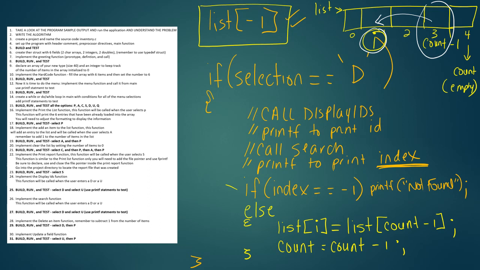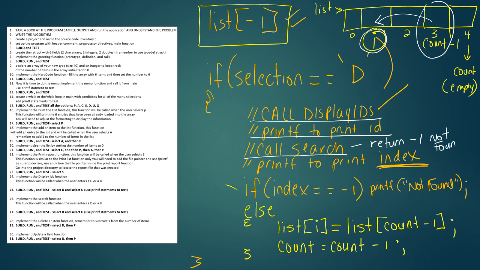But in order to do that, you have to find it. In order to find it, you need to display the IDs to the users. Then you implement your display IDs function. Then you write printf, and you try it a few times, and you make sure that it's working properly. Then you call your search function. Don't forget to add return -1 if not found. I did not show you how to do that, but it's not too hard to add that. Then you want to print the index to make sure.